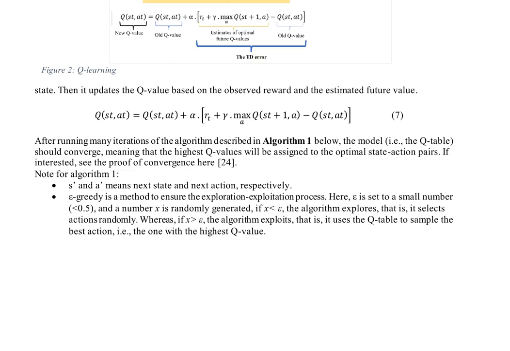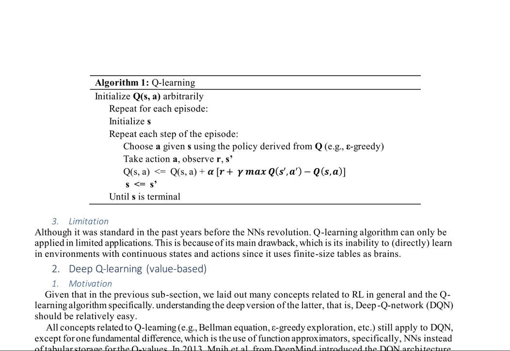At each step, the algorithm chooses an action using the policy derived from Q, takes the action, observes the reward and next state, and updates the Q-table. The process continues until the terminal state is reached. However, Q-learning has limitations, particularly in environments with continuous states and actions.